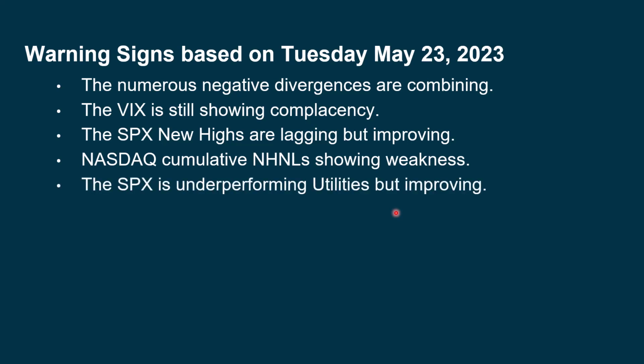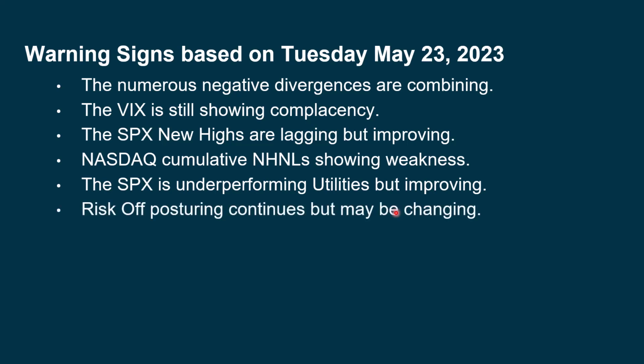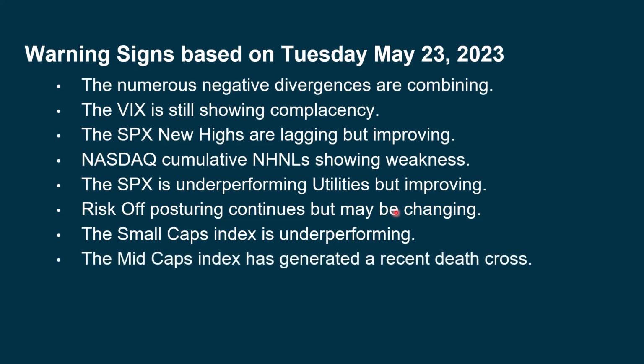The S&P is underperforming utilities, but this is one thing that we're watching. It does look like that could be improving. The risk-off posture, we may be switching back over to a risk-on posture, but so far that hasn't happened. The small cap index continues to underperform. That's when you take all of the index together, as well as with the mid caps, and we also had a recent death cross with the mid caps.